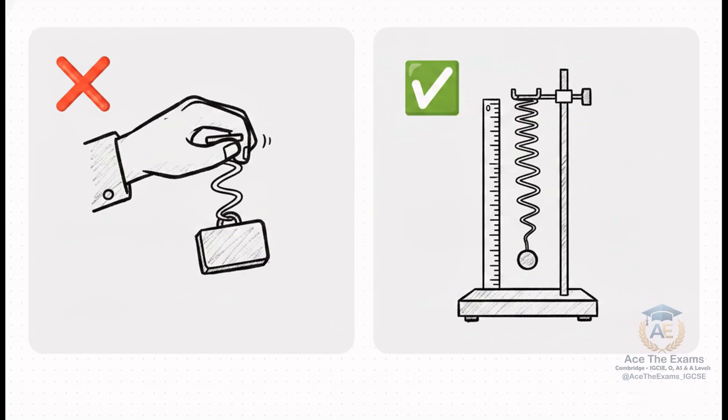You can understand the physics flawlessly in your head, but if you don't use the exact terminology the mark scheme demands, you get nothing. The examiner isn't testing if you know springs get longer. They want to see if you can systematically design a scientific investigation. So we need to totally rebuild your vocabulary.